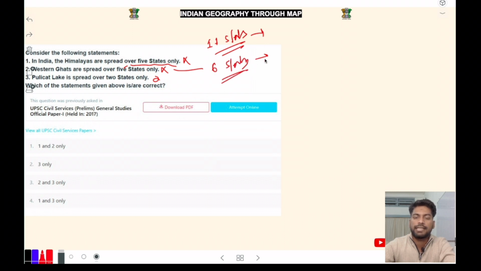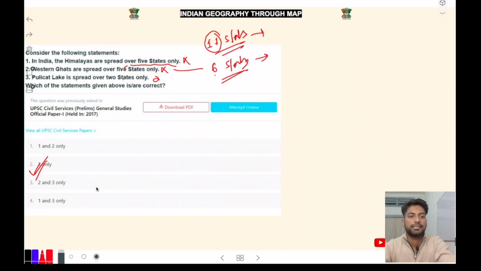Write the names of the states. Himalaya, 11 states. Write the names. If I start with Ladakh and Jammu Kashmir and all, you can write. But now they are union territories, so it might be modified if we count them as union territories. Okay, then 6 states for the Western Ghats: it starts from Gujarat, then Maharashtra and so on, down to Tamil Nadu. Pulicat Lake, yes, that is right. So only 3 is correct.